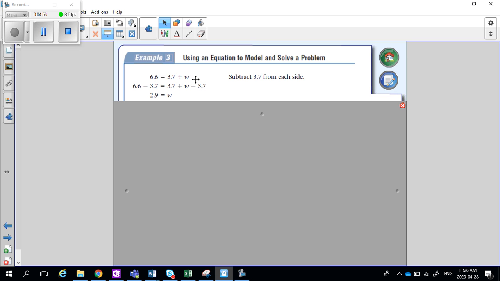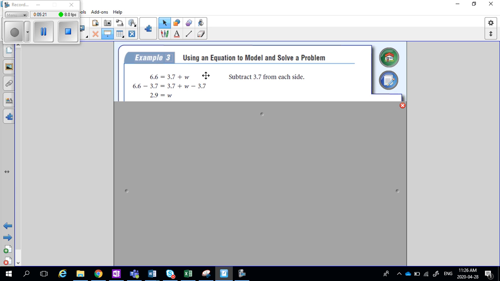So now, to undo this plus, okay, we have to undo that plus. We're going to do take away. Take away the part we want to get rid of. We want W all by itself. Okay, so we're going to say 3.7 take away 3.7 is 0. 6.6 take away 3.7 is that. Okay, so if we subtract 3.7 from one side, we have to do the same thing on the other side because we're saying that this side is equal to this side.